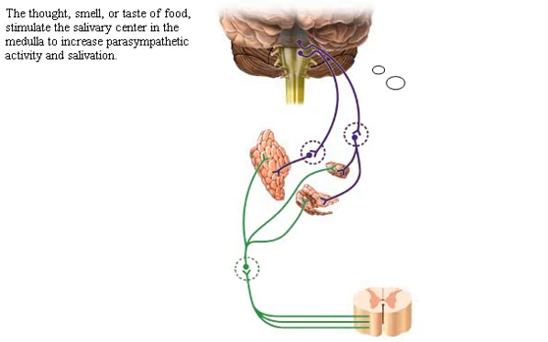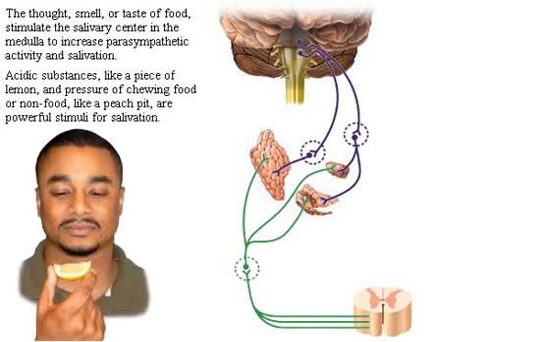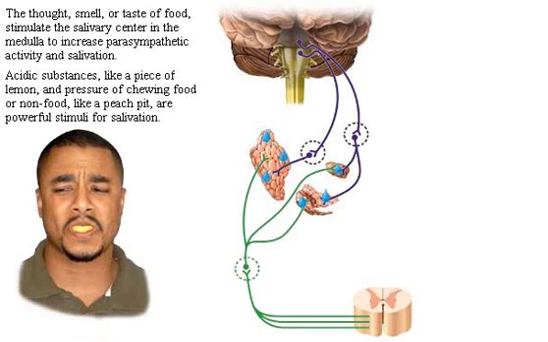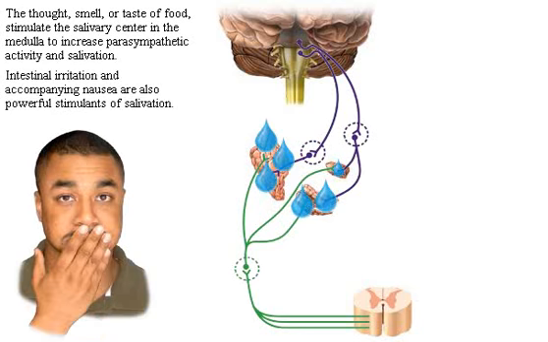The thought, smell, or taste of food stimulates the salivary center in the medulla to increase parasympathetic activity and salivation. Acidic substances like a piece of lemon and pressure of chewing food or non-food in the mouth, like a peach pit, are powerful stimuli for salivation. Intestinal irritation and accompanying nausea are also powerful stimulants of salivation. Click the cerebral cortex to reveal stimuli that inhibit salivation.